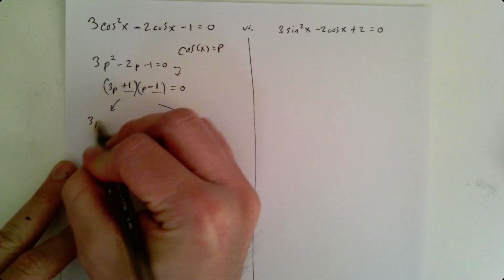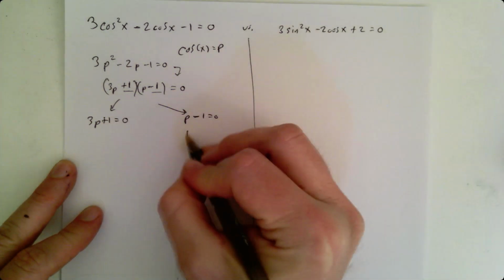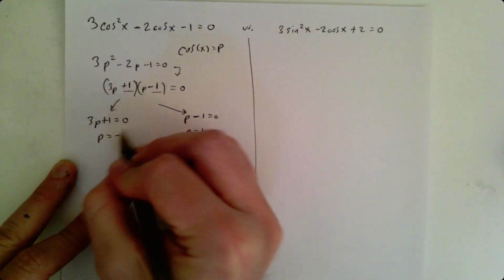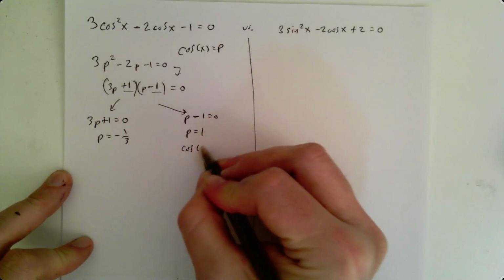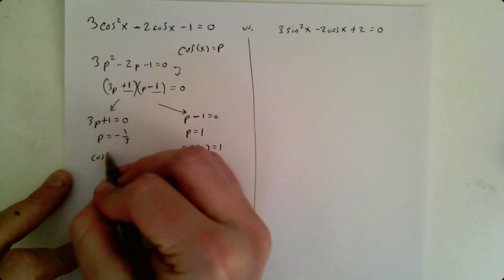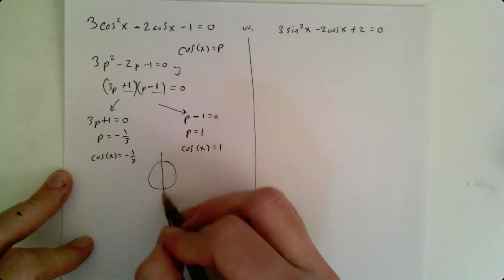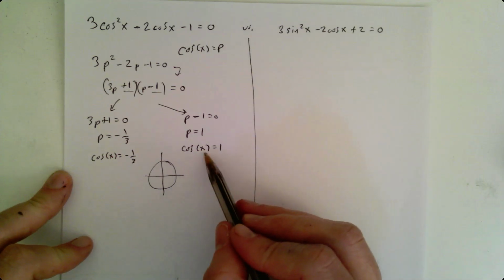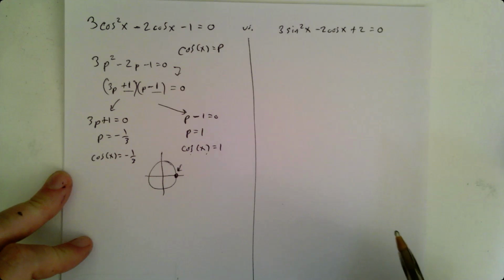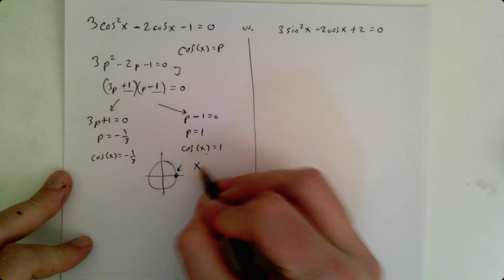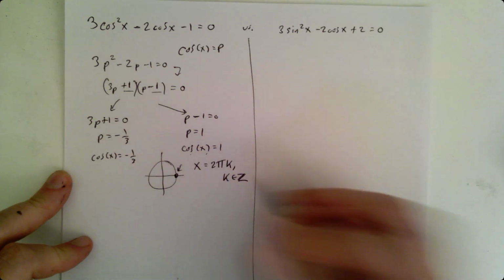Okay, so this gives me two solutions. Here I've got 3p plus 1 equals 0, or p minus 1 equals 0. So that means p is 1, or p is negative 1/3. All right, what was p? P was cosine. So cosine x is 1, or cosine x is negative 1/3. Let's think back in terms of the unit circle. So we're looking for angles whose x-coordinate is 1. This is the only place on the unit circle where the x-coordinate is 1. So this is just going to be 2 pi k, where k is an integer.